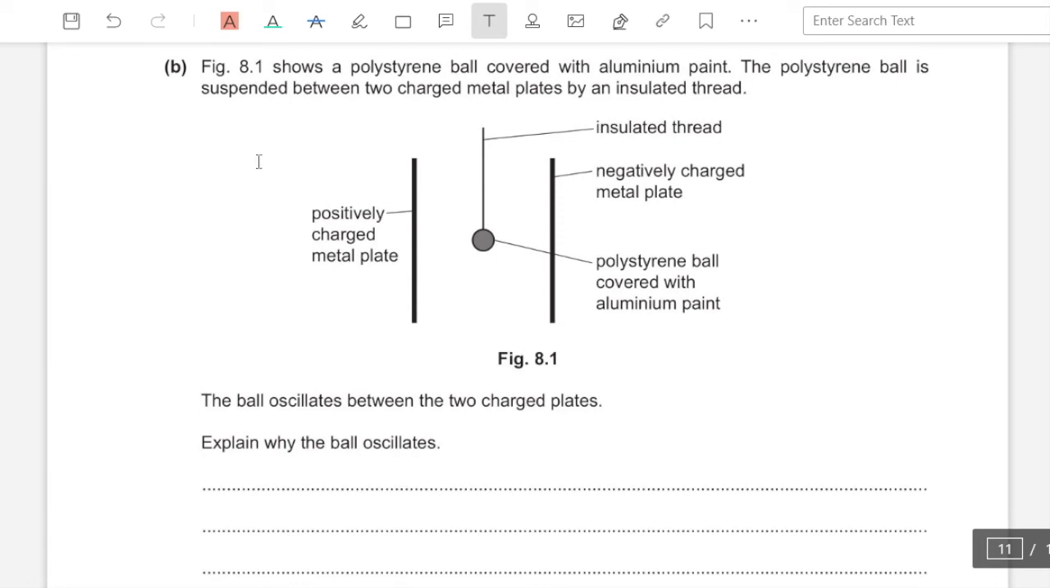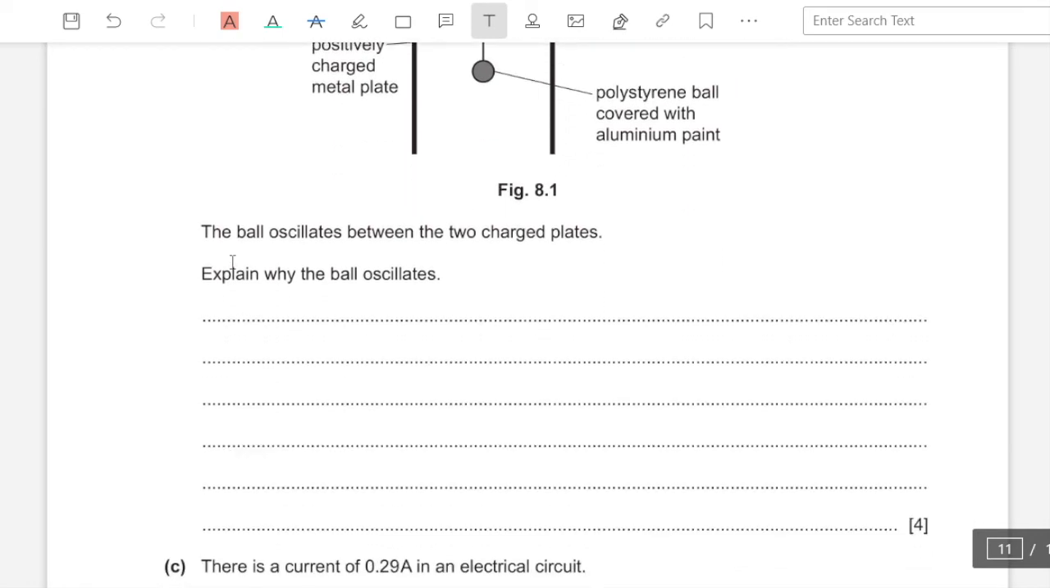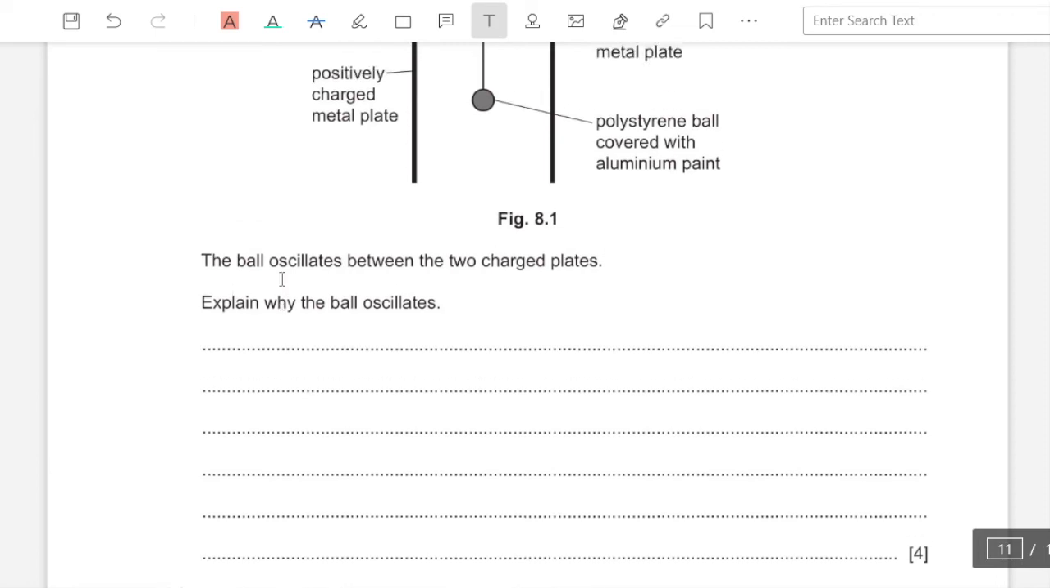B. Figure 8.1 shows a polystyrene ball covered with an aluminium paint. With aluminium paint, the polystyrene ball is suspended between two charged metal plates by an insulated thread. The ball oscillates between two charged plates. Explain why the ball oscillates.